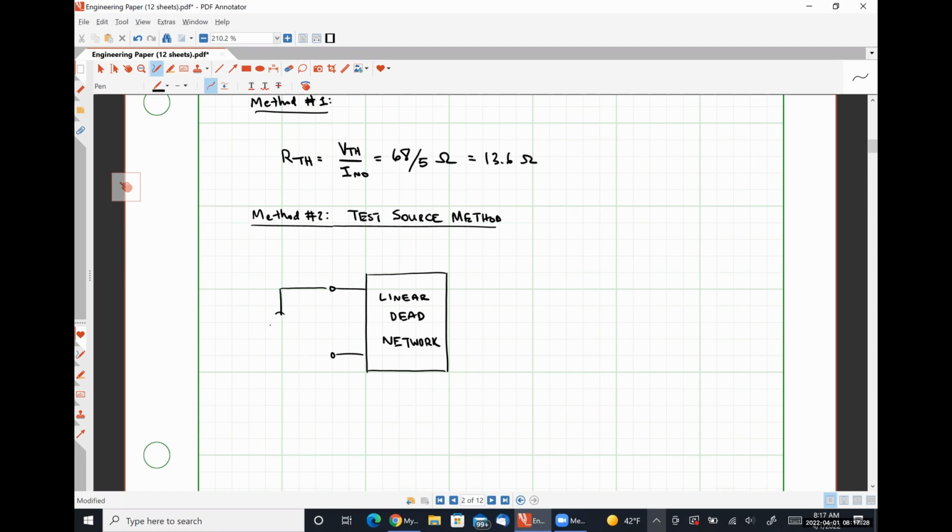is apply a voltage Vs, measure quantity V test, which should just be exactly Vs, and measure a current I test. And the ratio of these quantities, V test over I test, is exactly the Thevenin resistance.